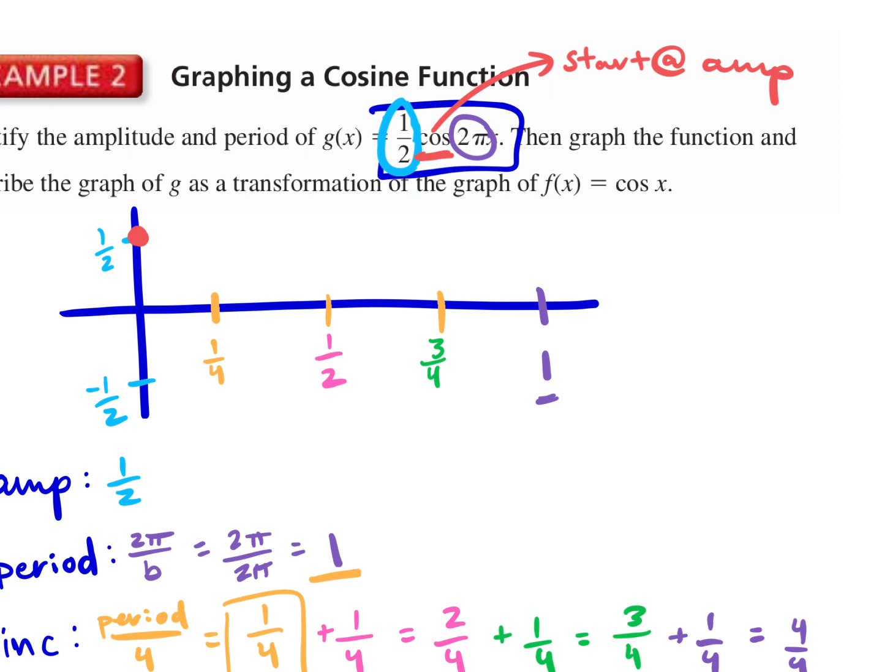So next I'm going to move to 1/4. Where's my point going to go at 1/4? At 0. We've got to stop at 0. Where would my next point go? At the negative amplitude, down low. Where would my next point go? 3/4, but at 0. And then the last one? At the positive amplitude, at 1/2. Then we can draw our curve here, and it's going to look like that.